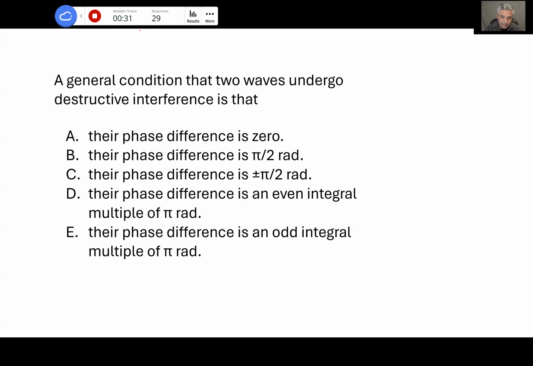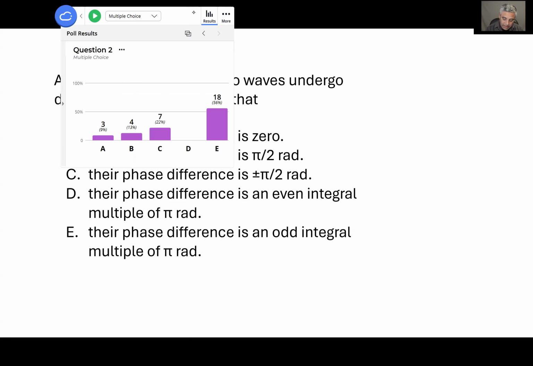Let's do 30 more seconds. And 5 more seconds. 5, 4, 3, 2, 1, and it stops. Okay, so let's see what we got here.